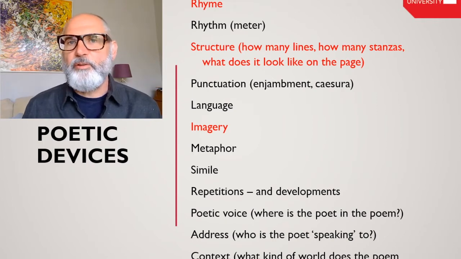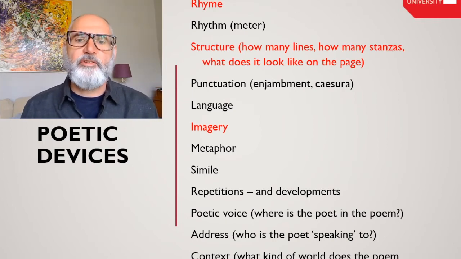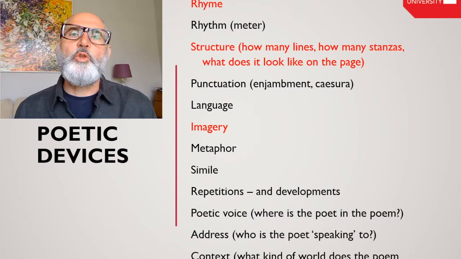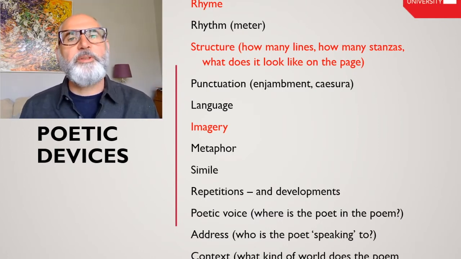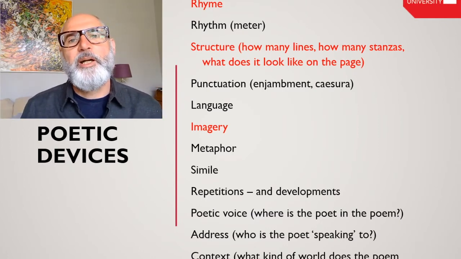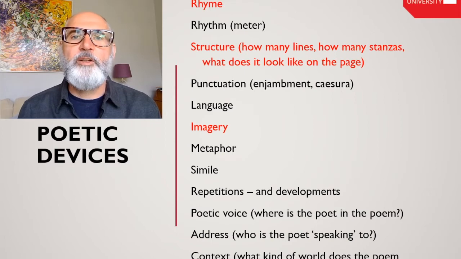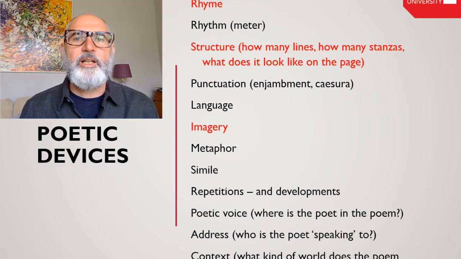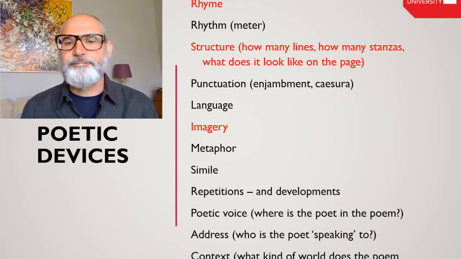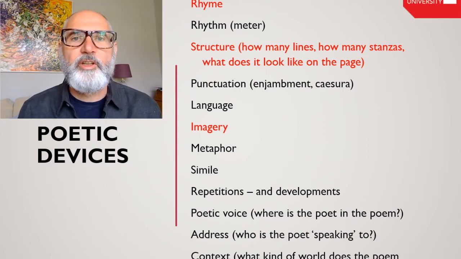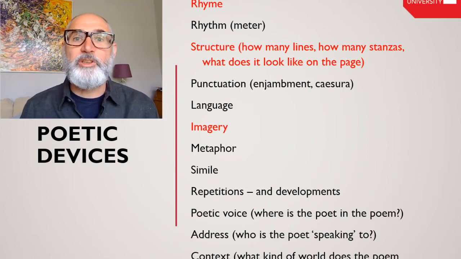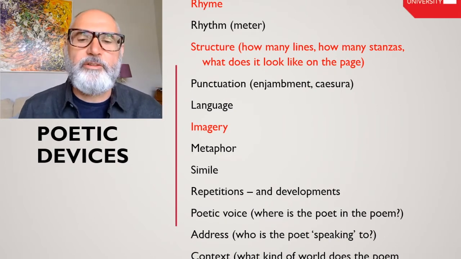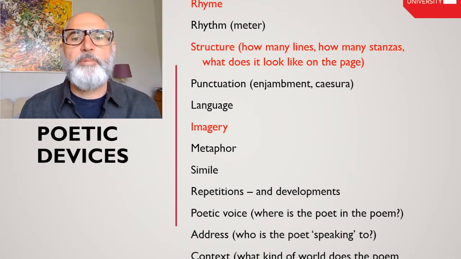So we should be thoughtful about that and give it some consideration. Then who is the poet speaking to? Is it an intimate poem addressed to someone close, to a lover perhaps, or a child, a parent, someone who's been lost, for example, in a eulogy or an elegy? So who is the poet speaking to? Is it a general address to all of mankind, or a very specific address to one person?